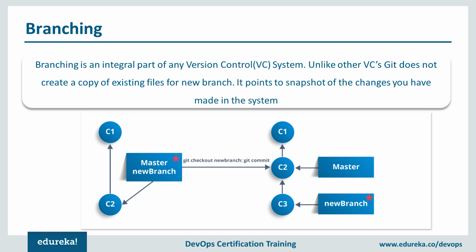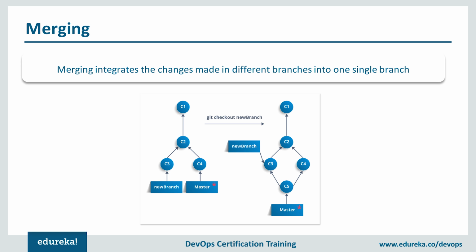So obviously, branching is an integral part of a version control system. Unlike the other version control systems, Git does not create a copy of existing files for a new branch. It just points to the snapshot of the changes you've made in the system. So it's really simple. Now moving forward, the next operation we have is merging.